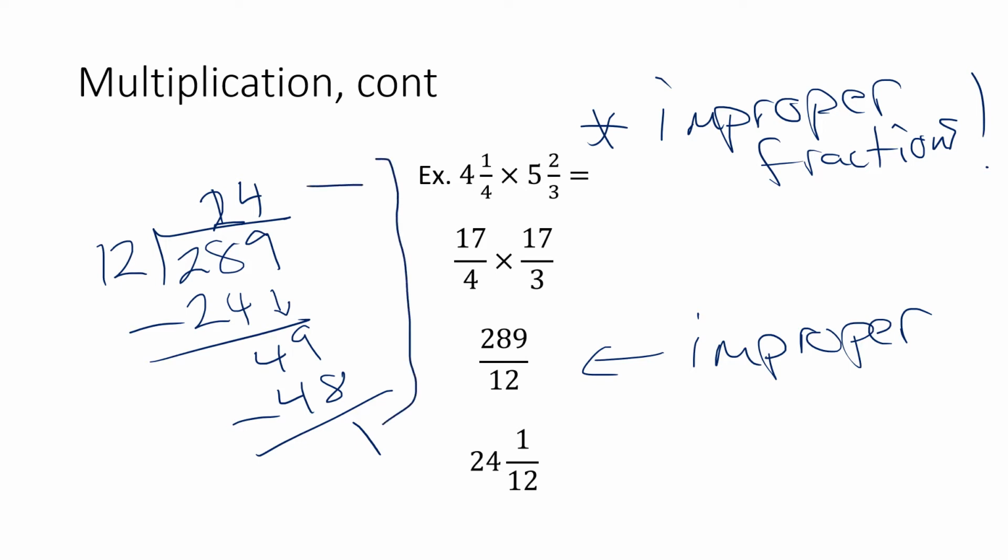And then remember how we put our answer together. That 1 becomes our numerator. We started with a denominator of 12, so we end with a denominator of 12. So our final answer is 24 and 1/12. And then we cannot reduce that because 1/12 is reduced as far as it will go. So we're done. That's our final answer.